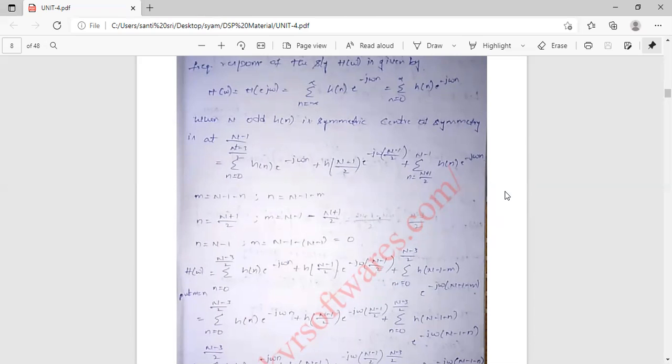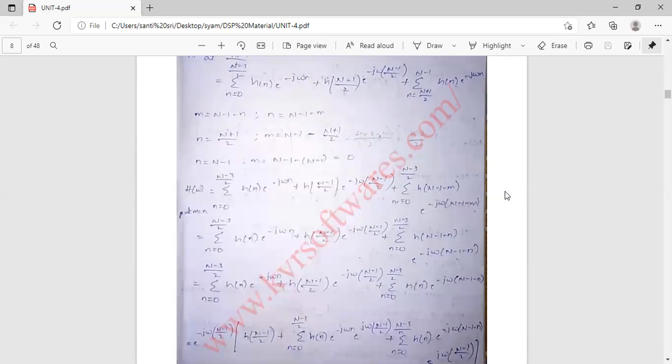Replace m by n. Then it will become sigma n equal to 0 to (N minus 3) by 2 of h(n) into e^(-j omega n), plus h((N minus 1) by 2) into e^(-j omega (N minus 1) by 2), plus sigma n equal to 0 to (N minus 3) by 2 of h(N minus 1 minus n) into e^(-j omega (N minus 1 minus n)). Since the impulse response is symmetric, h(N minus 1 minus n) can be replaced by h(n), so this is h(n) into e^(-j omega (N minus 1 minus n)).